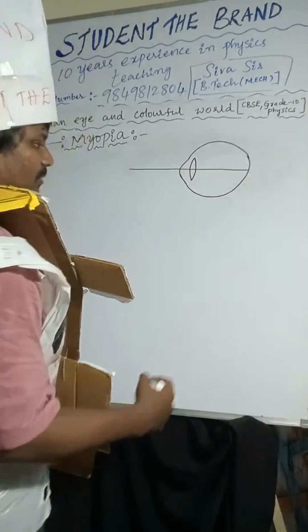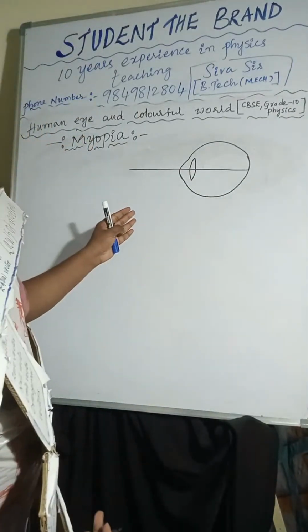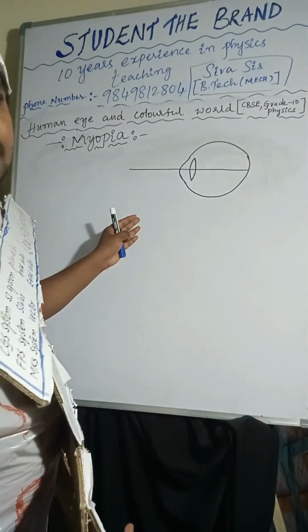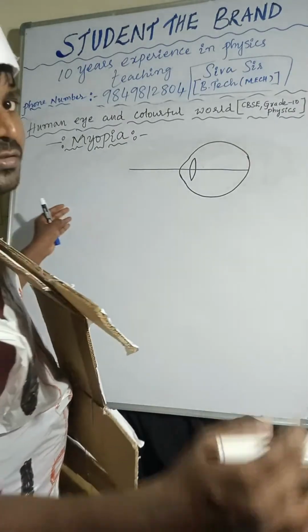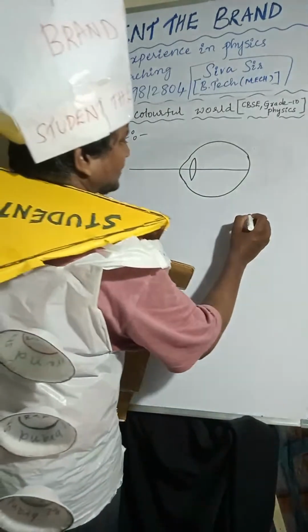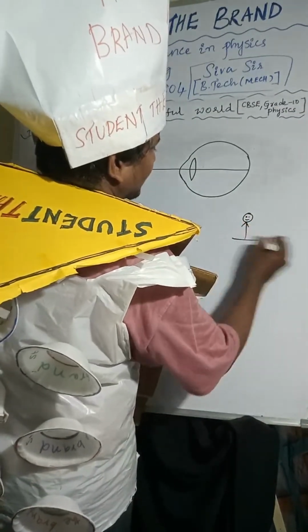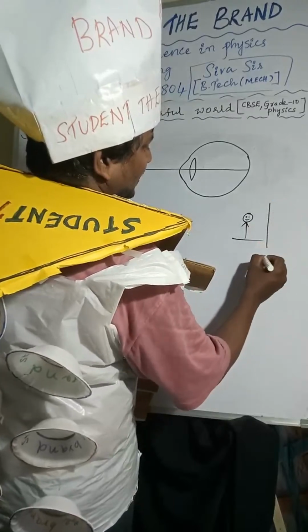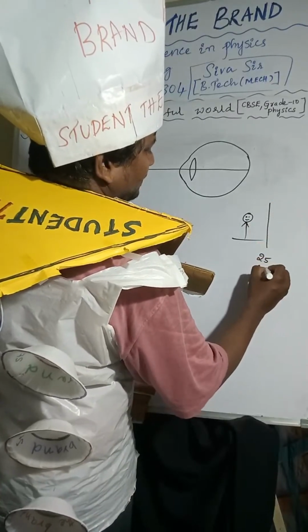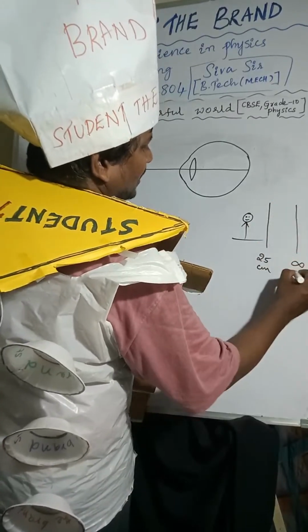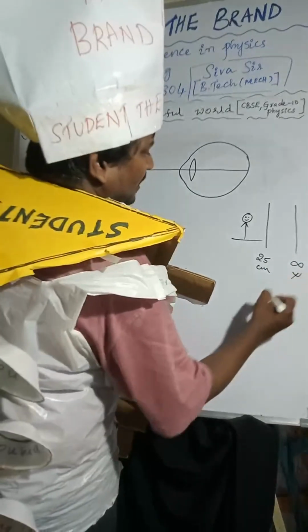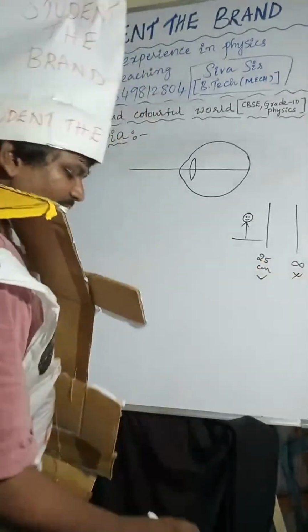So I'll tell one small logic to draw the diagram. Here I'm considering one person. This 25 centimeter you can see, as I said, near point. Infinity he can't see. But 25 centimeter you can see.